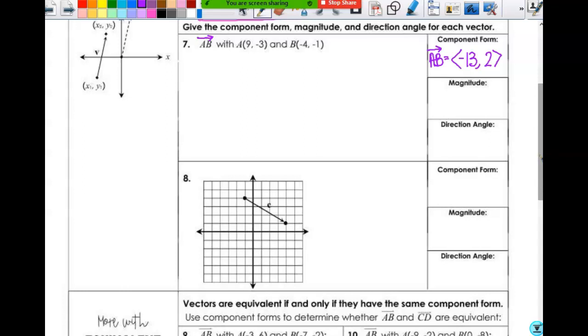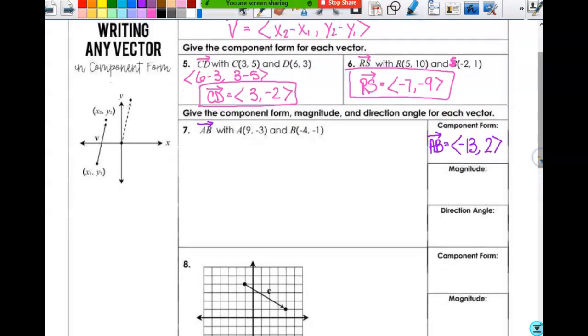Yes? Can we go back to number 6? Yes, we can. Whenever you subtracted 5 and negative 2, why did it say negative? Because you have to do negative 2 minus 5. Oh, it has to be the end minus the beginning. Does that make sense? Okay. And that's why the way this is written is important, because it's got to be the S minus the R. So we have to do this one first. All right, good question. Anything else?